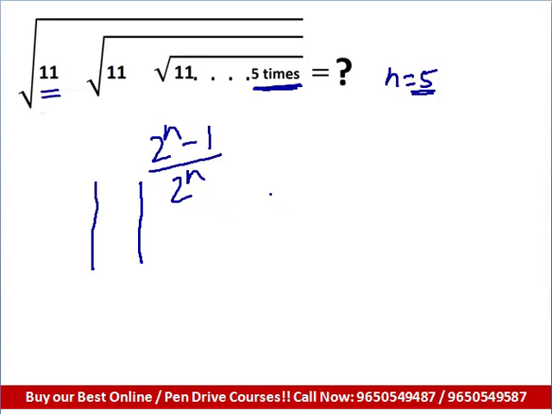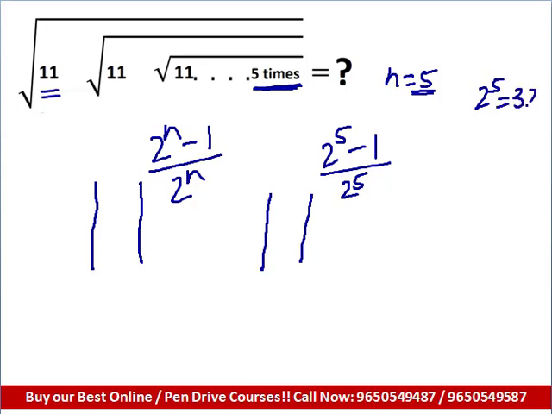So in this case the answer will turn out to be 11 raised to power what? 2 raised to power 5 minus 1 divided by 2 raised to power 5, that is, 2 raised to power n minus 1 upon 2 raised to power n. And students, what is 2 raised to power 5? We know that 2 raised to power 5 is nothing but 32.